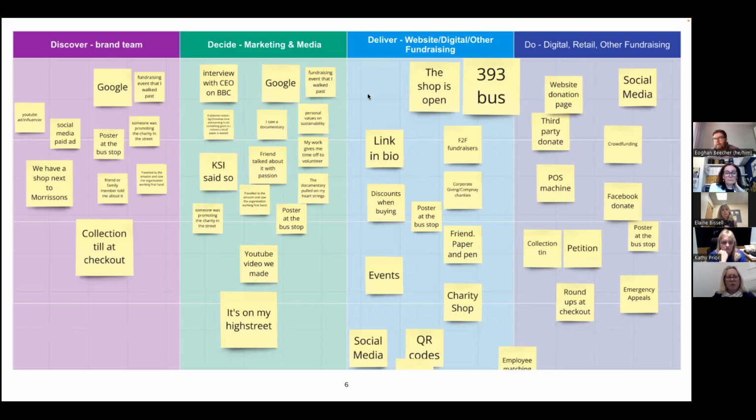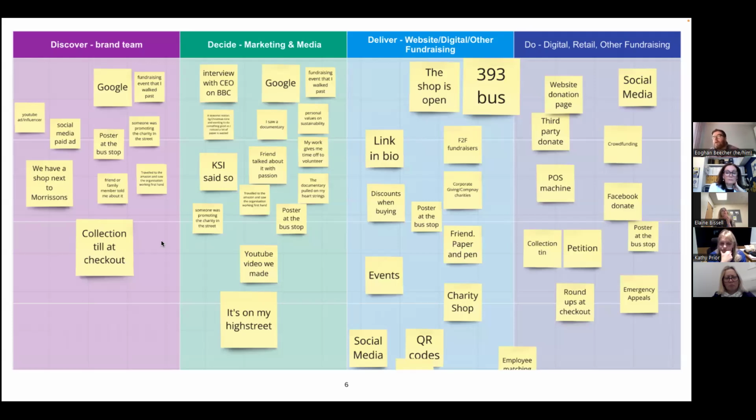And an exercise like this allows you to work out all the different permutations of various journeys to become a supporter. So all of these touch points are things that can be influenced, or sometimes things that can't be influenced, that may lead to a supporter making a donation.